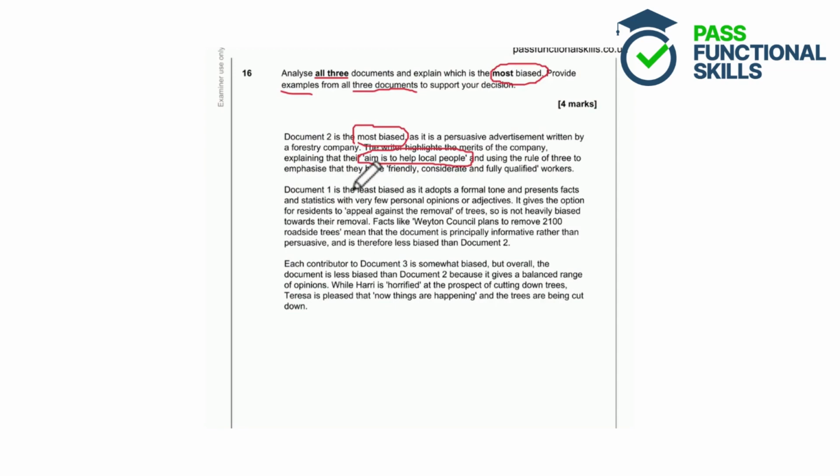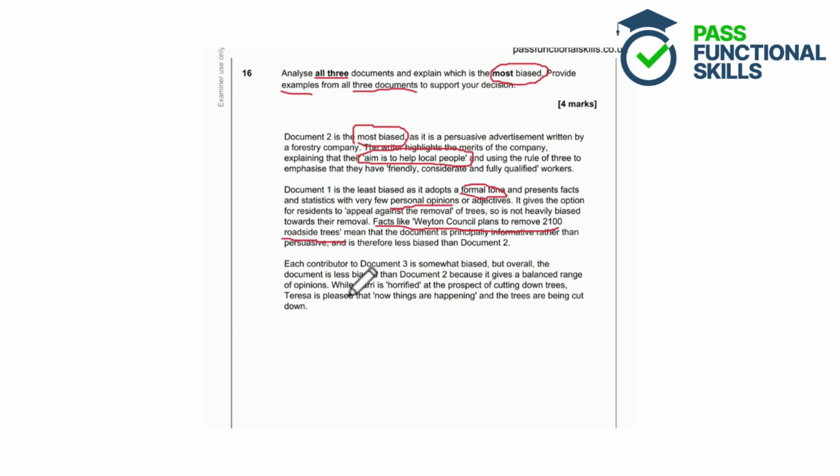Similarly with document 1, so we've said that document 1 is the least biased, and we said why, so it adopts a formal tone and presents facts and statistics. So facts and statistics are likely to make something a lot more objective, and there's very few personal opinions. And again, we've got some quotes in here, so facts such as Waiting Council plans to remove 2,100 roadside trees.